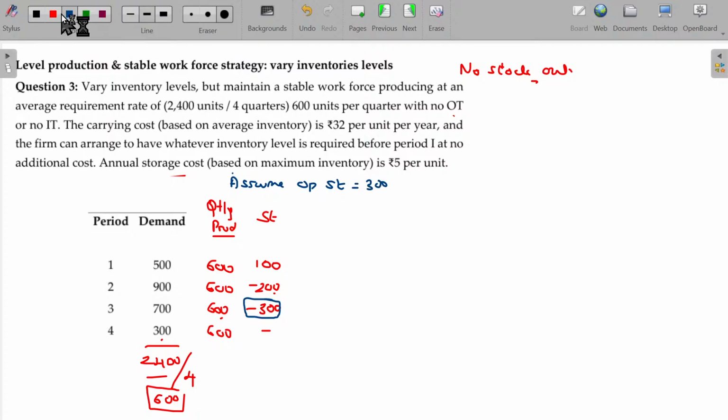Why do I want to assume, sir? Clearly stated here. The firm can arrange to have whatever inventory level is required before the period 1 itself at no additional cost. Whatever the inventory level you need to have in the beginning day itself, by the third period you are going to face negative 300. So in order to avoid that negative 300, in the very beginning itself you can maintain the 300 units.